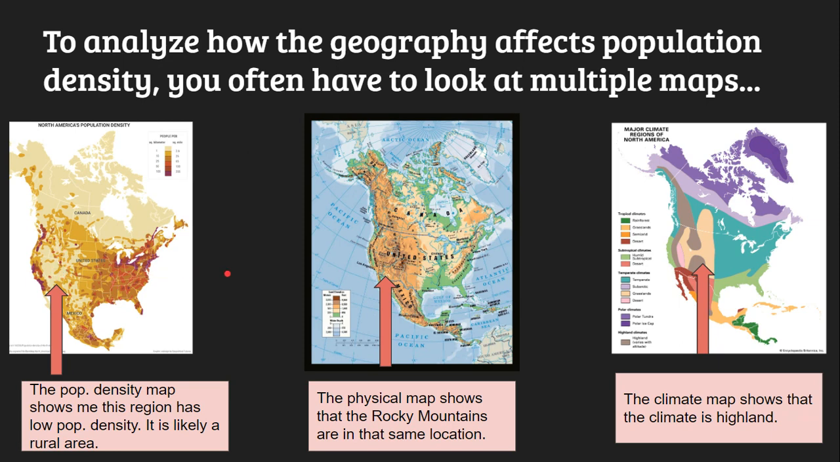All right, Bulldogs, now you can move on to your actual assignment, where you will be comparing the maps and answering questions about what can explain why some parts of North America are highly populated and some parts barely have any people.